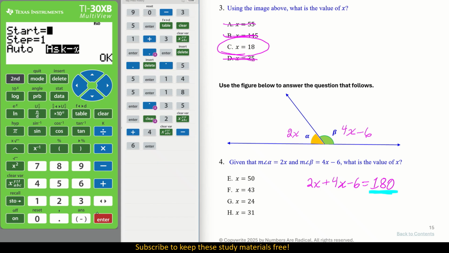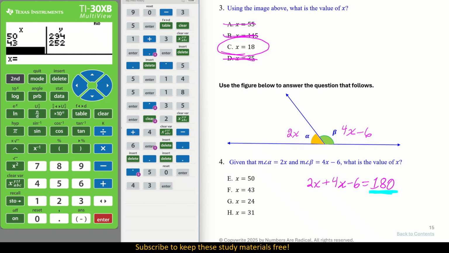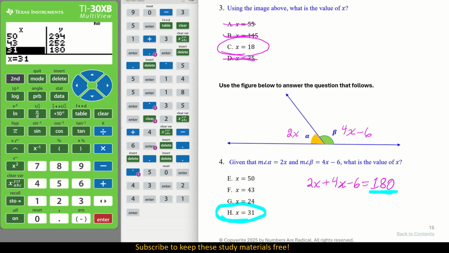Press enter, and I'm going to use the ask option again. Delete everything out, go back up, use all my spaces. Let's try 50. No, that does not equal 180. And 43, nope. 24, nope. Well, let's try 31. Last one, cross our fingers. Yes, that equals 180. So the last one, H, works.